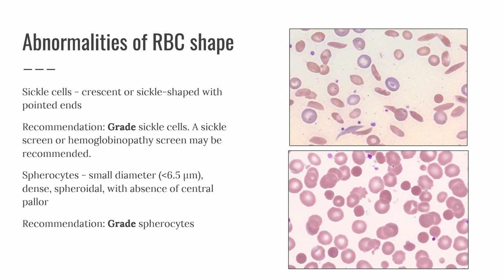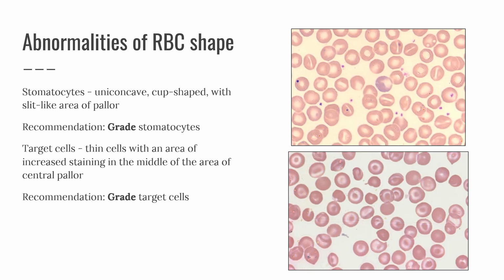Spherocytes, as opposed to your irregularly contracted cells, appear more regular in shape, but they are also smaller than your normal RBCs and appear denser with no area of central pallor. Stomatocytes are uniconcave and cup-shaped with a slit-like area of pallor.